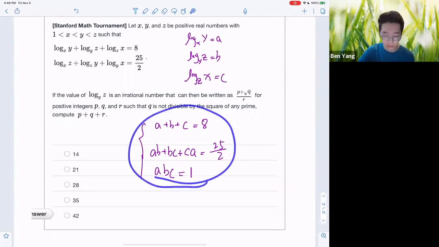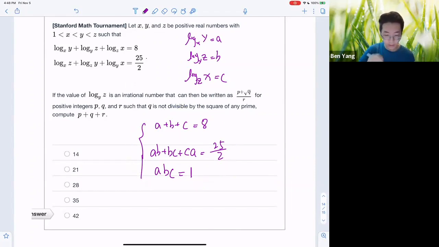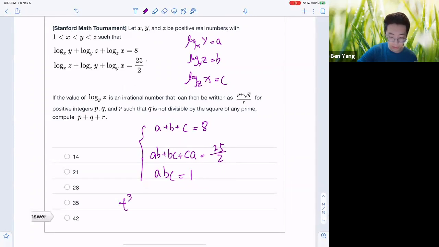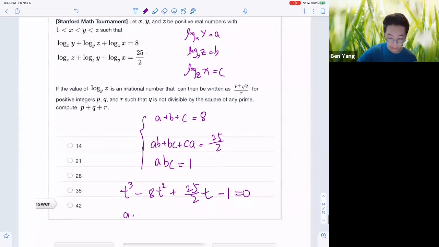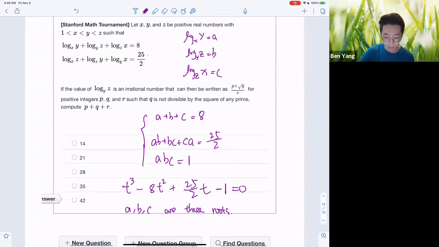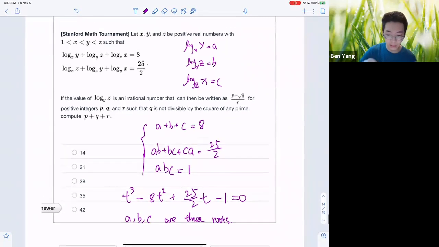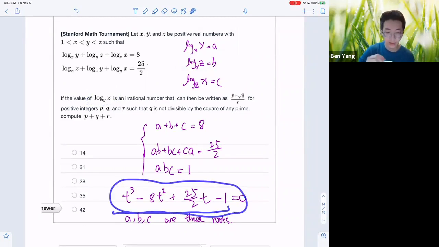Okay, sounds like we have a cubic equation, right? We can construct the cubic equation t to the power of 3 minus 8t squared plus 25/2 times t, and then minus 1, that equals 0. So A, B, C are the 3 roots. Cool. We want to find the value of B. So it's like solving this cubic equation.